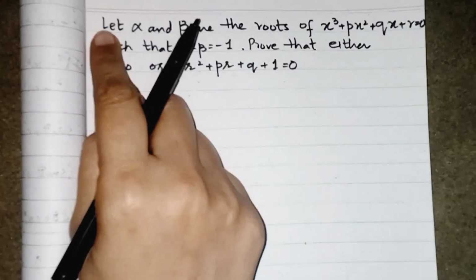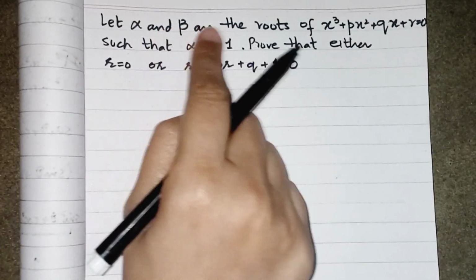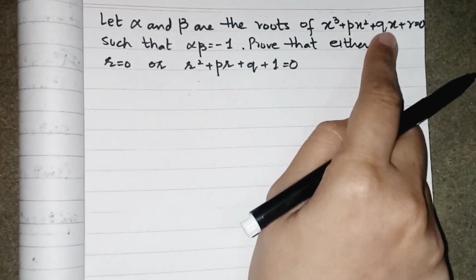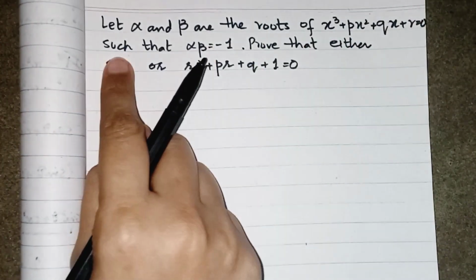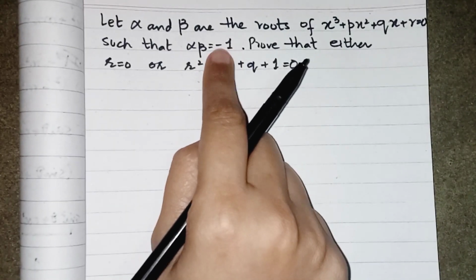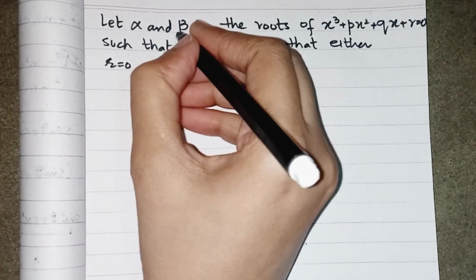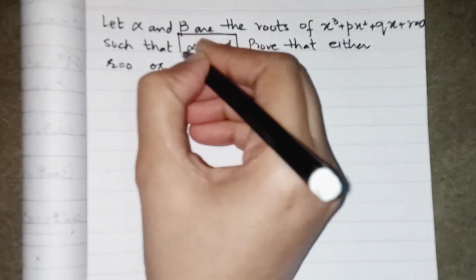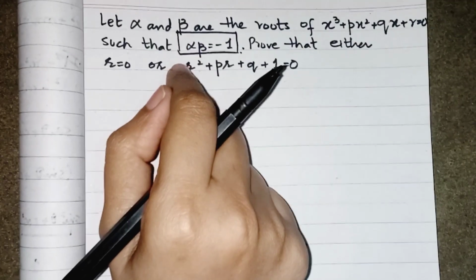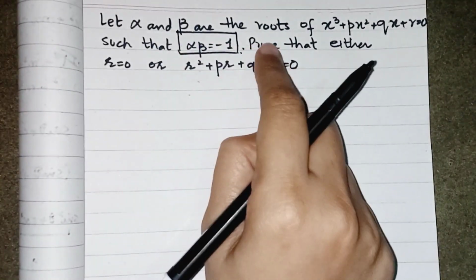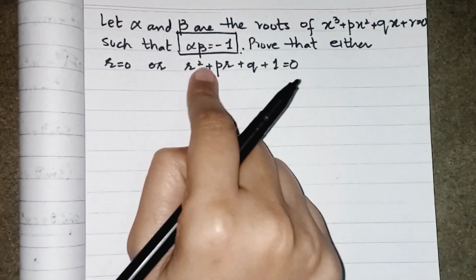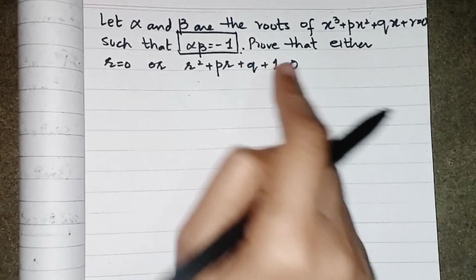The question is: let alpha and beta be the roots of x cube plus px square plus qx plus r equals 0, such that alpha into beta is equal to minus 1. What they are telling us is information about the roots, and we can find the third root using it. Then prove that either r equals 0 or r square plus pr plus q plus 1 equals 0.